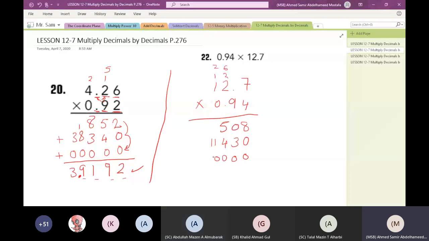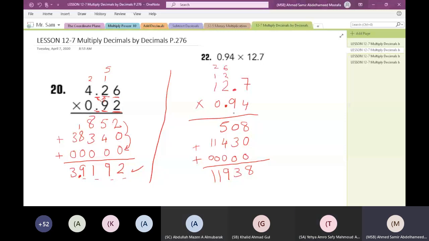Perfect. Now let's add. 8 plus 0 is 8. And 0 plus 3 plus 0 is 3. 5 plus 4 is 9. 1 plus 0 is 1, and 1 plus 0 is 1. Where to put the decimal point here? We have one decimal place in the first number and two decimal places in the second number. So we have 1, 2, 3.